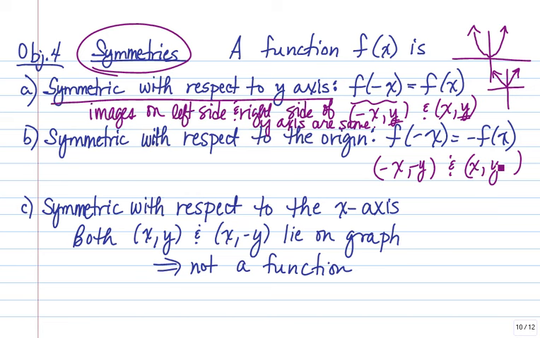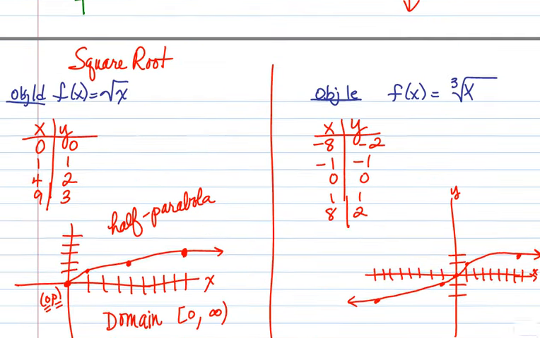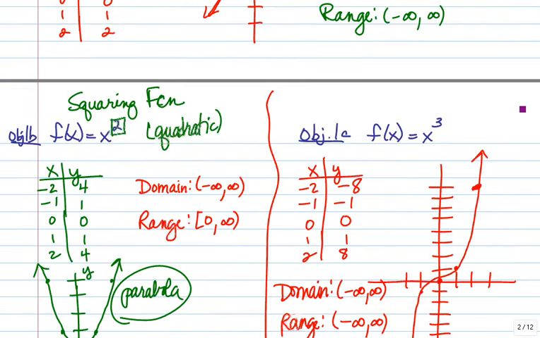So xy would be a point on the graph, but also negative x, negative y would be a point on the graph of that function. Well, let me go back up here if I can for a minute. Hope you don't mind me scrolling. There were several places where this happened.